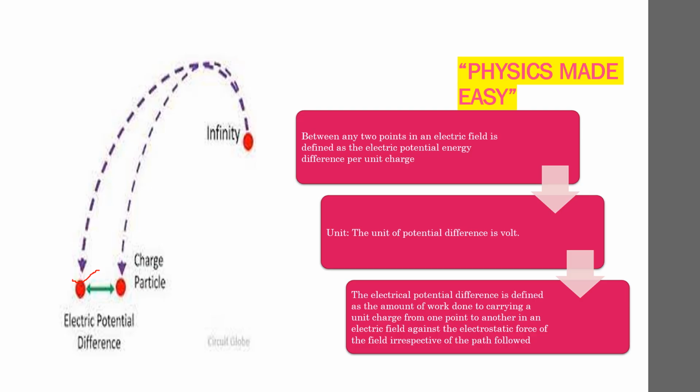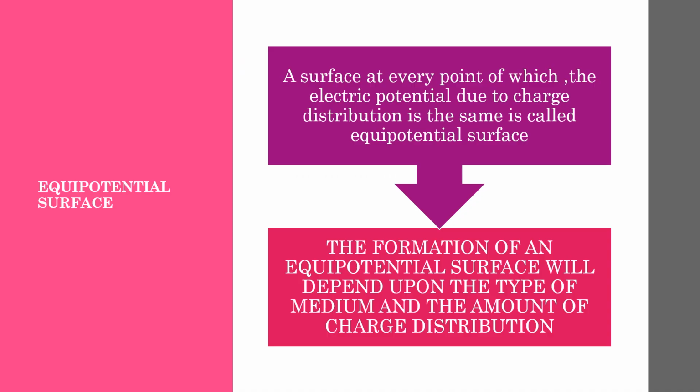For example, we suppose that a charge is taken from infinity and it comes to one particular point. Then we have to move the charge from that particular position to another position. So that amount of work done to carry the unit positive charge from one point to another point in an electric field against the electrostatic force of the field is known as electric potential difference. The most important thing is that electric potential difference does not depend upon the path followed, and the unit for electric potential is volt.